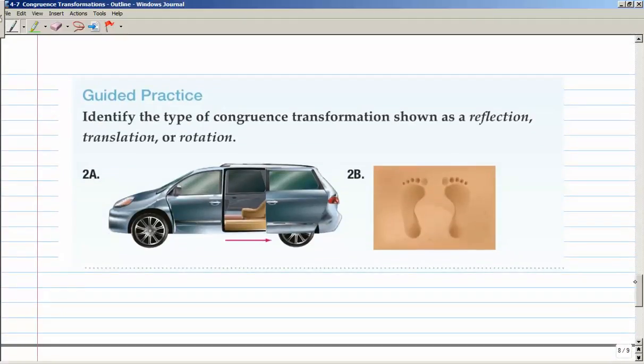Okay, identify each of these congruence transformations. Here we have the door on a minivan. Obviously it is sliding over, so that would be a translation. And 2b here, we have two footprints in the sand, and I could imagine that something like that could be a line of reflection. And I know your feet aren't exactly the same, but that would be considered a reflection.